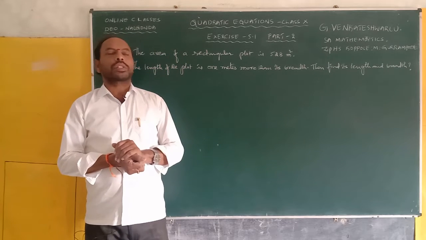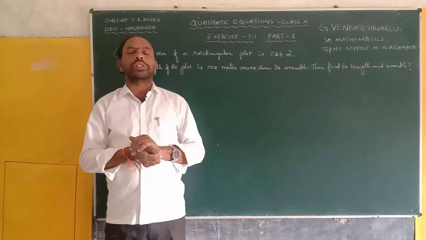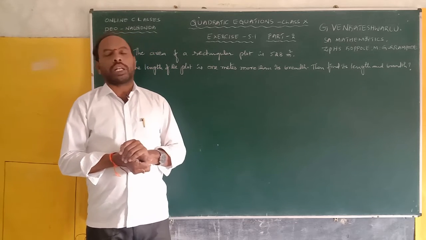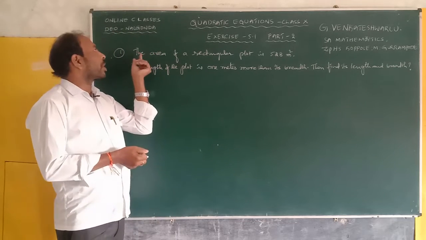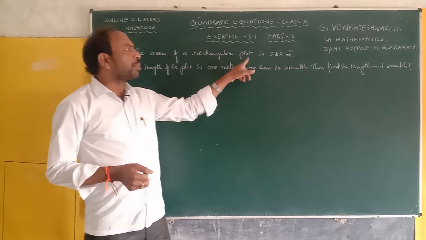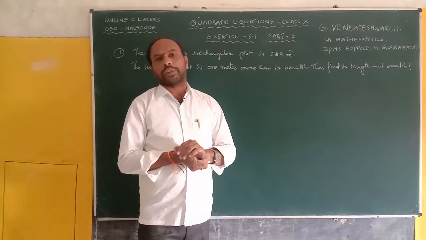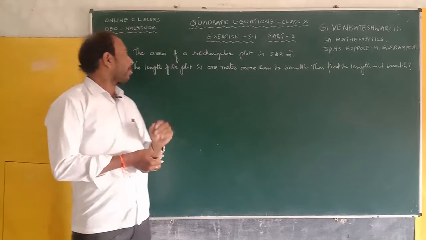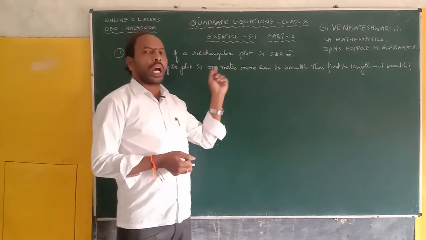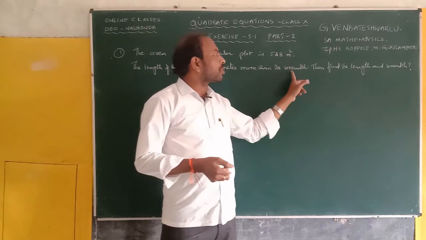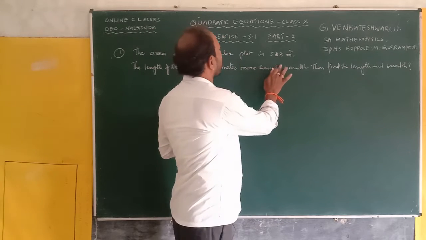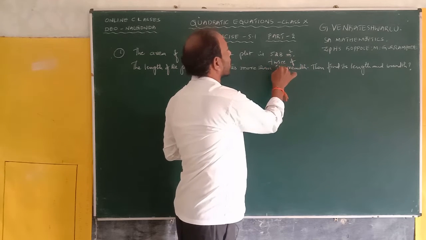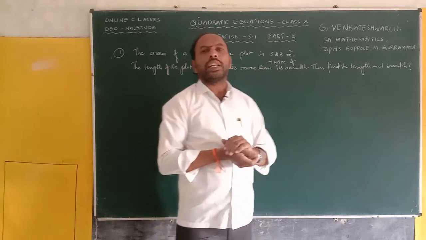So let us discuss the 10th class topic, quadratic equations. Here is part number 2, exercise number 5.1. The area of a rectangular plot is 528 meters square. The length of the plot is 1 meter more than twice its breadth. Then find its length and breadth.